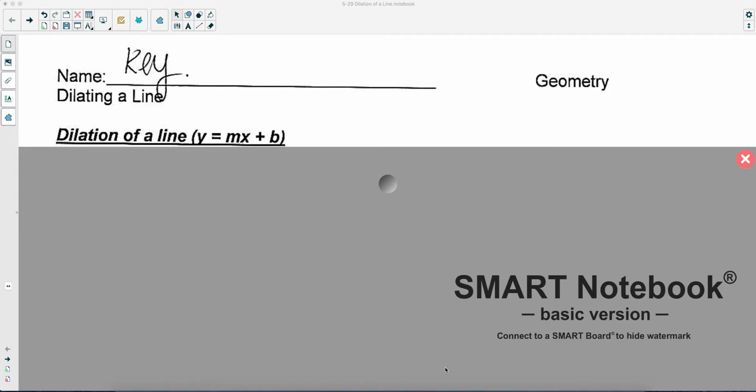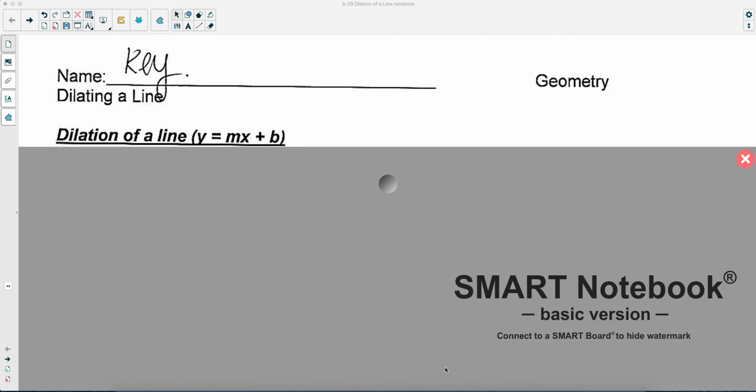Today's lesson is dilating a line. This lesson is similar to yesterday's lesson, when we talked about a perpendicular bisector and related constructions to writing the equation of a perpendicular bisector. So when we dilate a line, we're going to somehow tie in our knowledge of constructions dealing with the dilation.